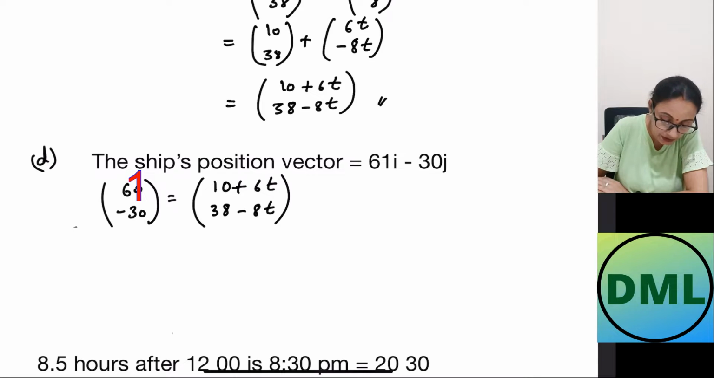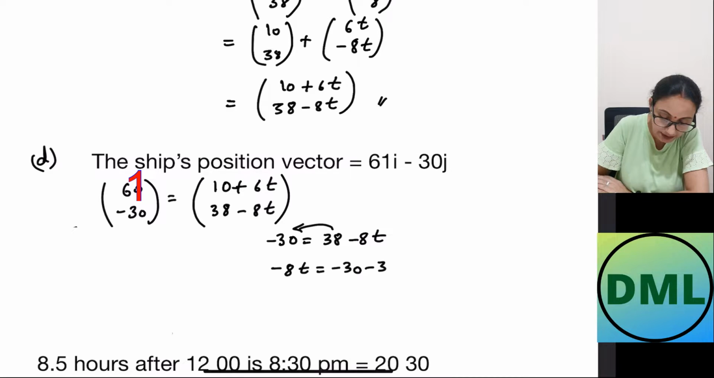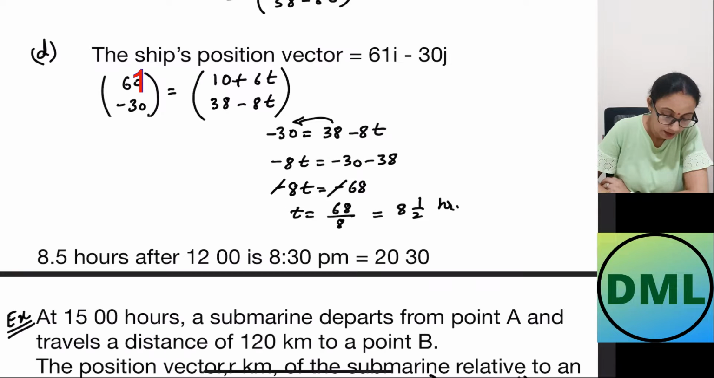So if I equate the j vector, minus 30 is equal to 38 minus 8t. Move this 38 to the other side. It will be minus 8t is equal to minus 30 minus 38. Minus 8t is equal to minus 68. Minus will get cancelled from here. t will be equal to 68 over 8. If you solve it, t will be equal to 8.5 hours. So 8.5 hours after 12 hours is 8:30 p.m. So 8:30 p.m. will be written as 2030.